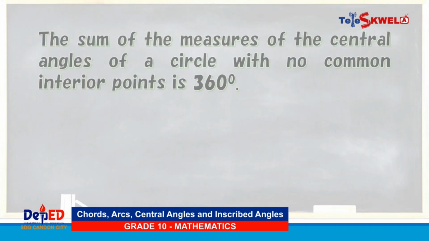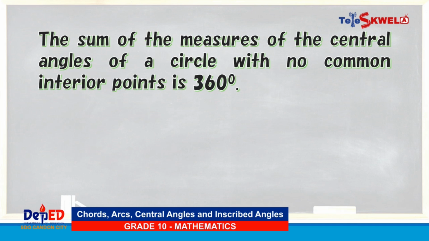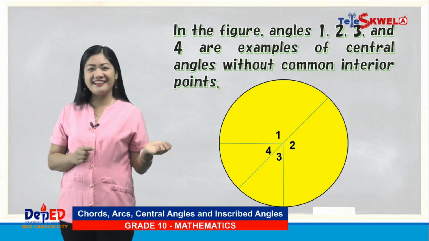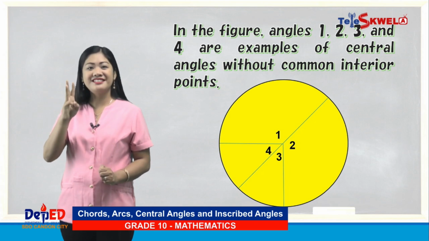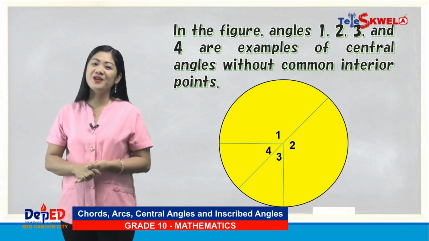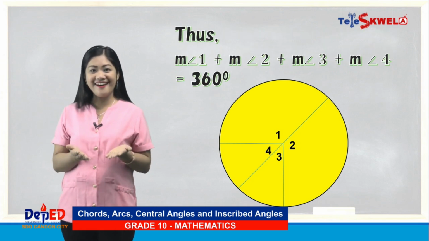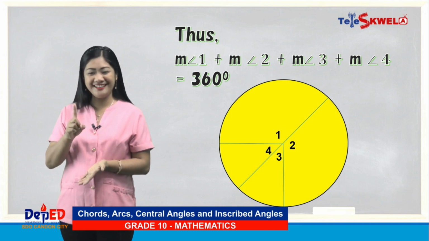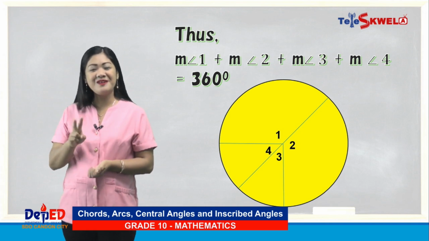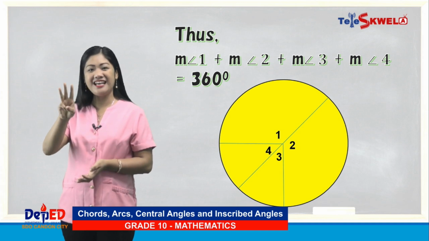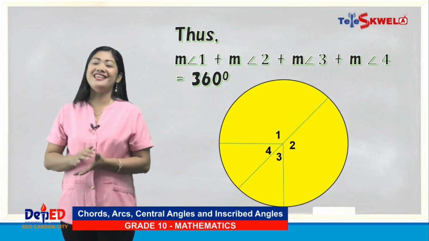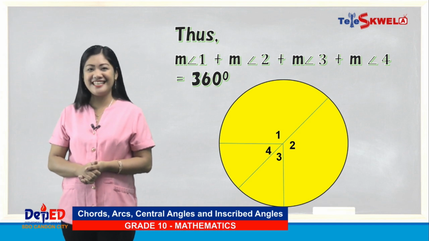The sum of the measures of the central angles of a circle with no common interior points is 360 degrees. In the figure, angles 1, 2, 3, and 4 are examples of central angles without common interior points. Thus, measure of angle 1 plus measure of angle 2 plus measure of angle 3 plus measure of angle 4 is equal to 360 degrees.